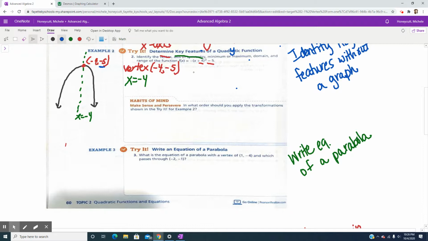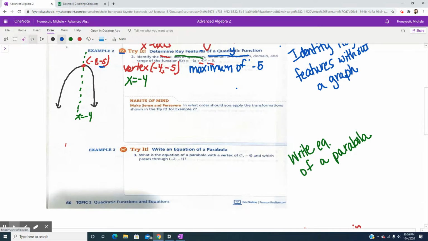So the way that you would say this is you would say there is a maximum of negative 5. There is no minimum, only a maximum. So I found that. All right, domain.